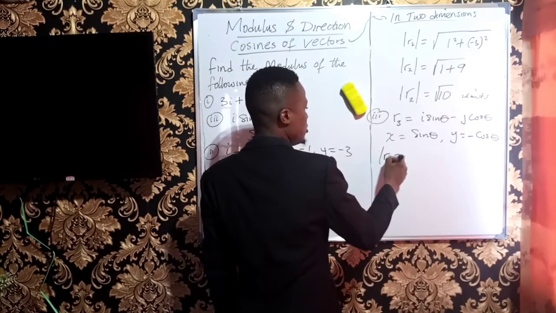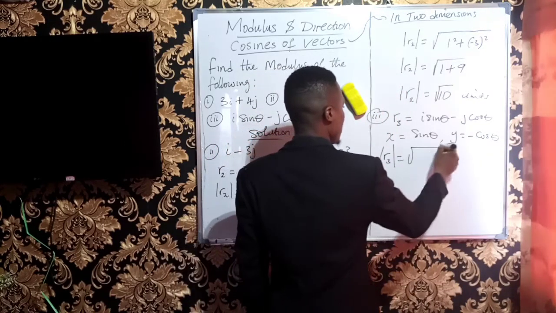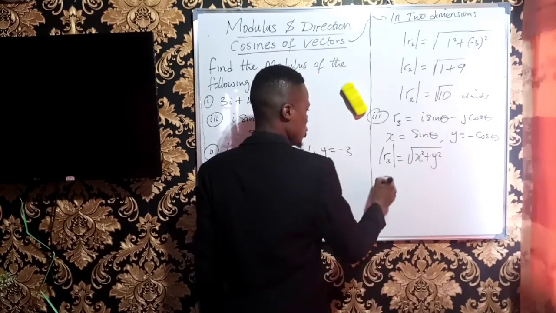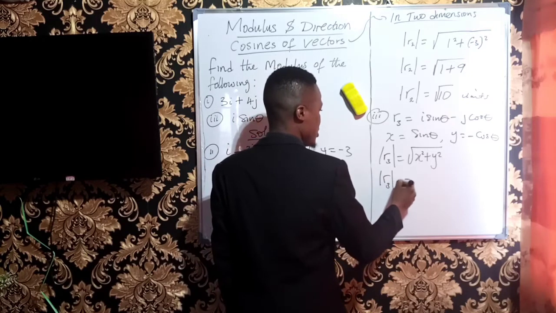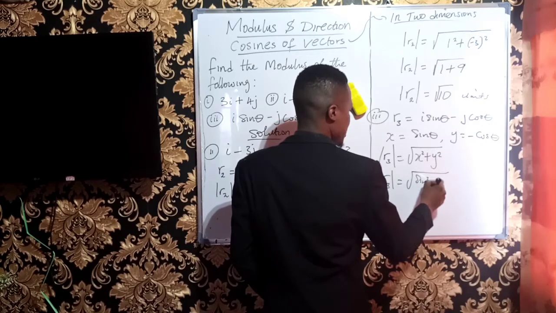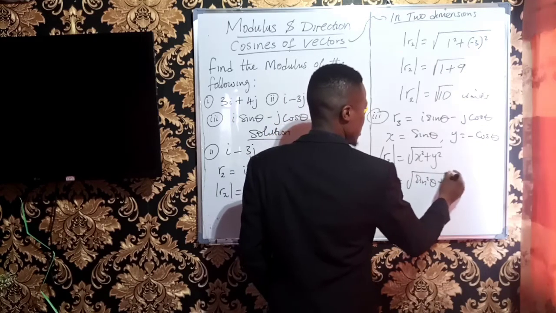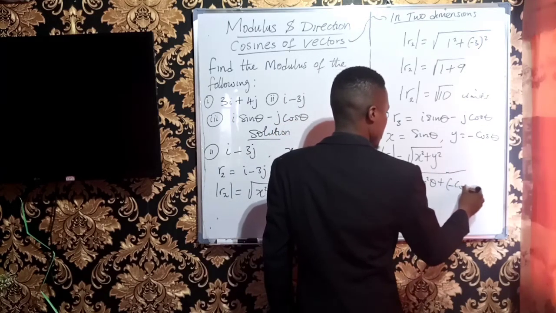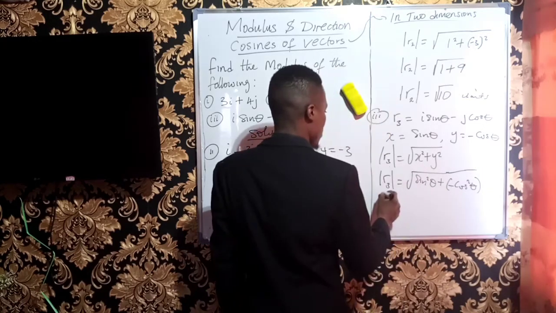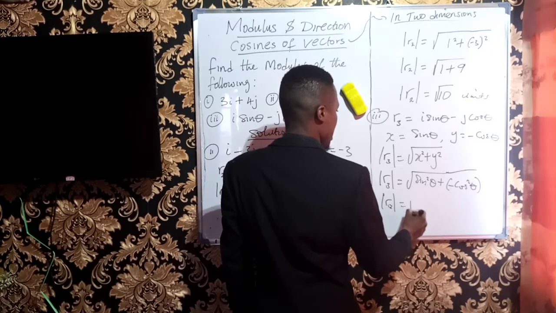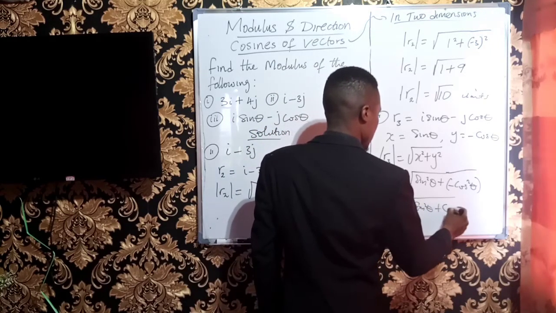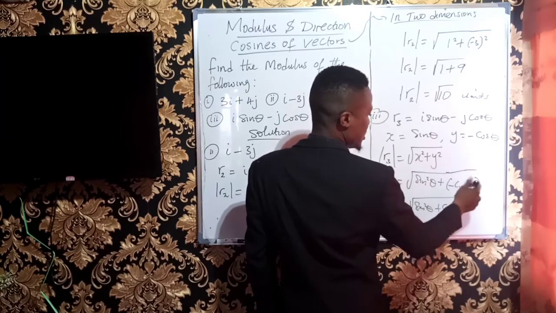You know that the modulus of r3 will be square root of x squared plus y squared, so modulus of r3 is now equivalent to square root of x, which is sine squared theta when I square it, plus y, which is minus cos squared theta. When I square this I have square root of sine squared theta plus cos squared theta, because squaring this negative sign goes away.